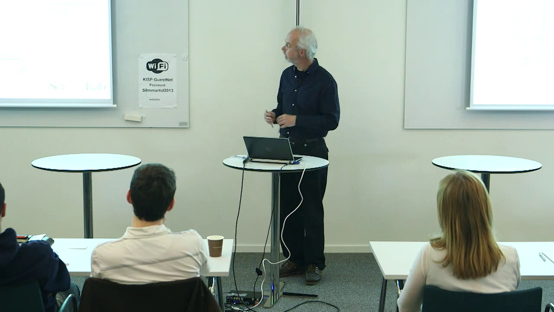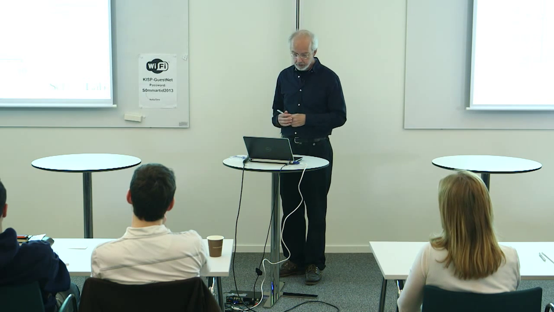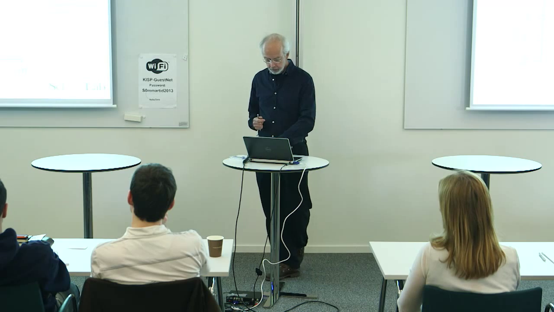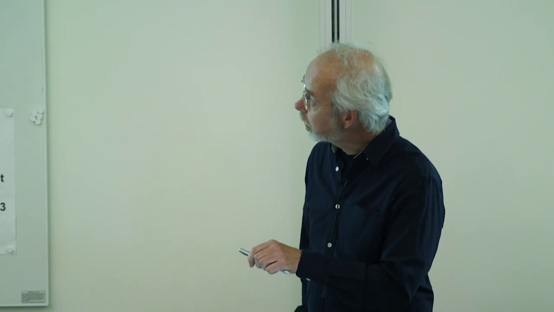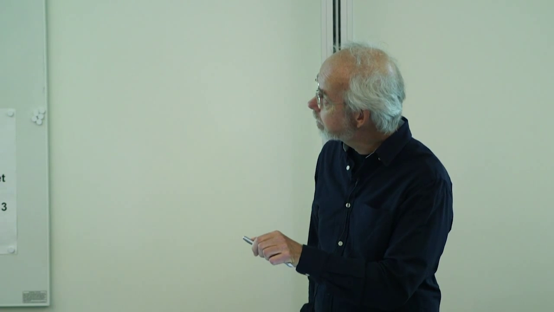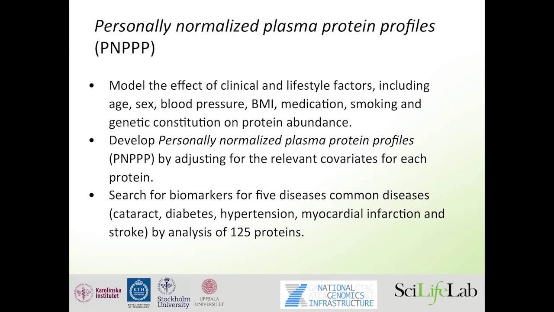It's nice to understand the different covariates and their effects. And we said, okay, let's try to develop more personalized biomarker cutoff levels. So we introduced this concept, which we called personally normalized plasma protein profiles. And what do we mean by that? Well, this is more of a statistical term, but we try to model the effect of all these covariates that we have measured and quantified in their effect sizes on the protein abundance.